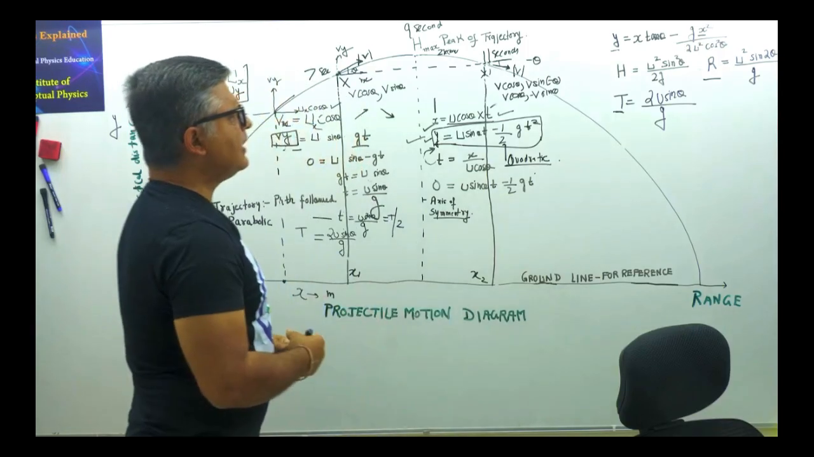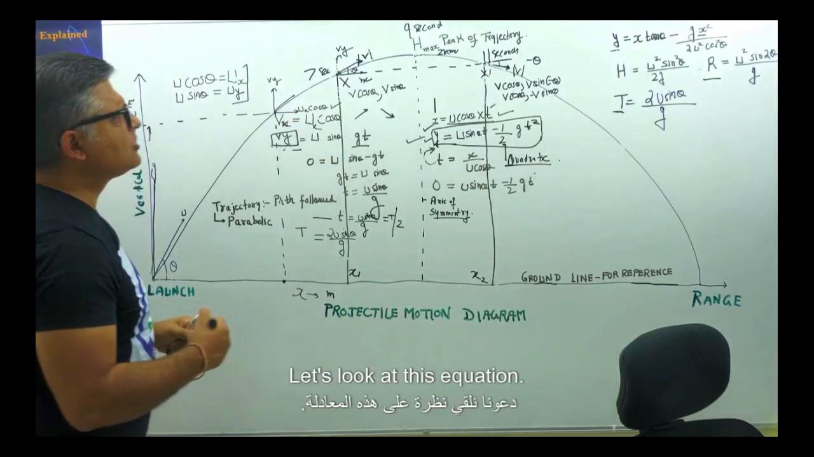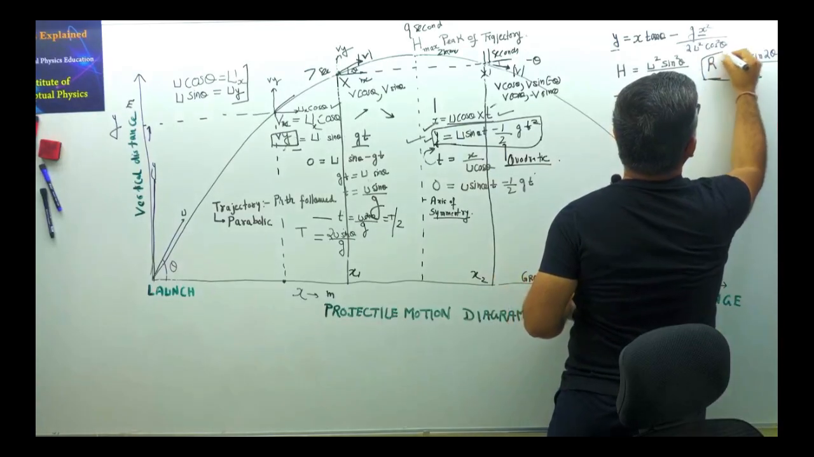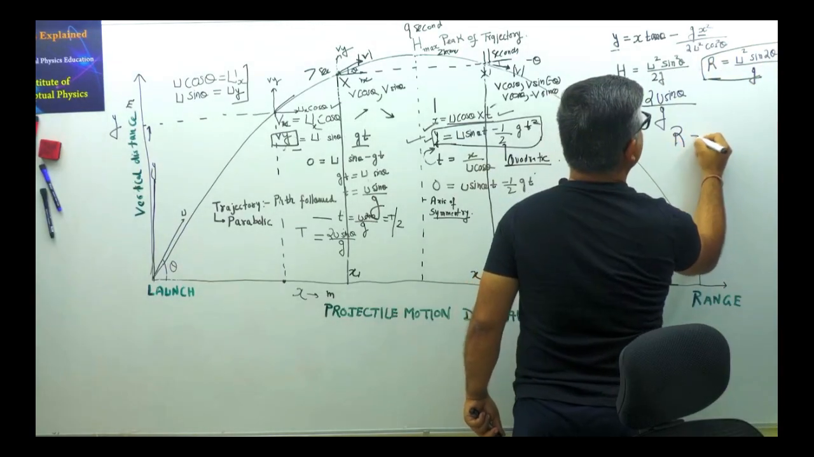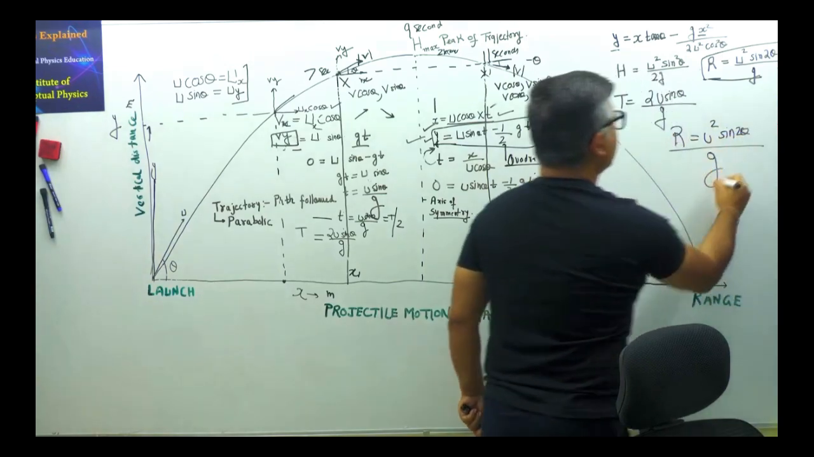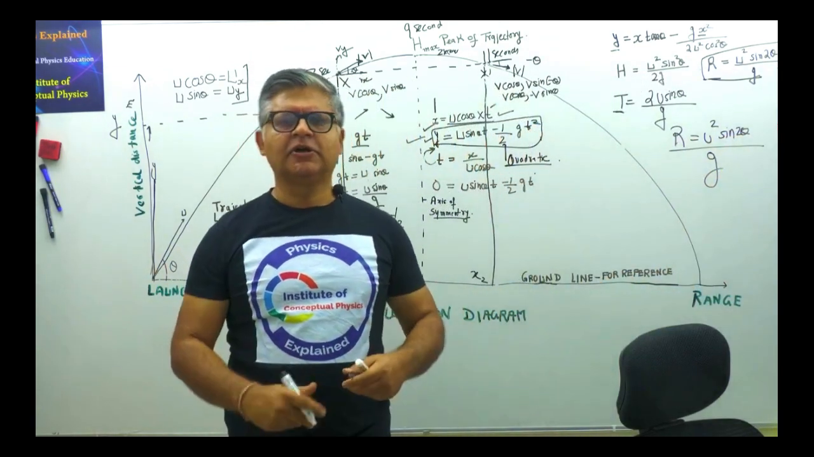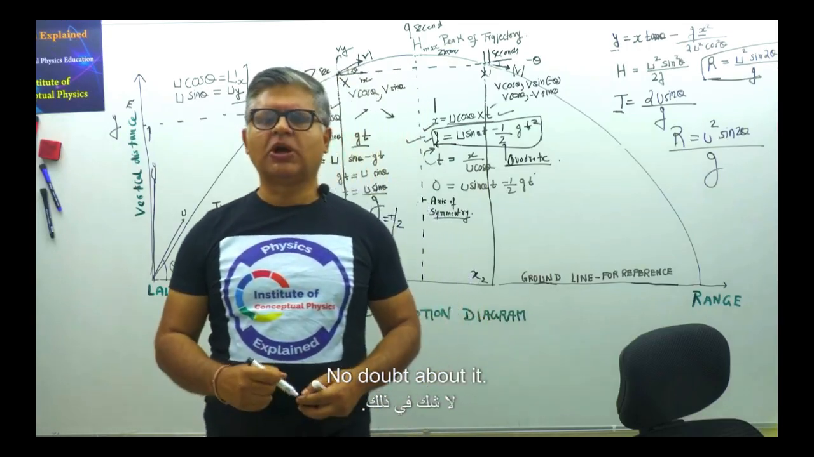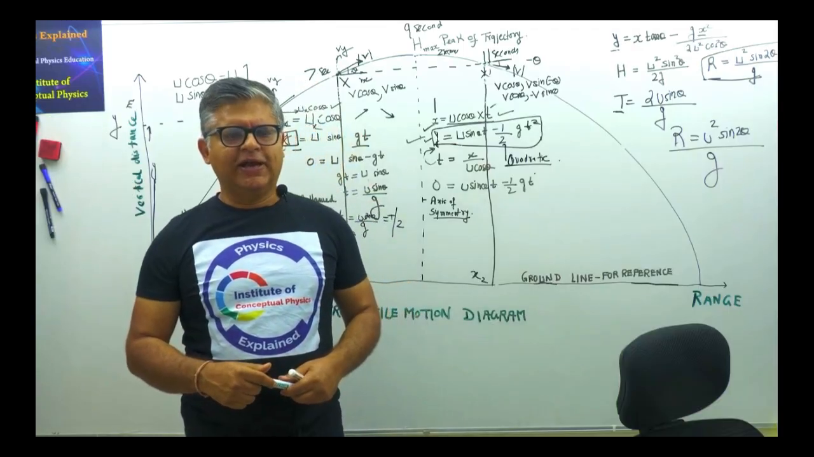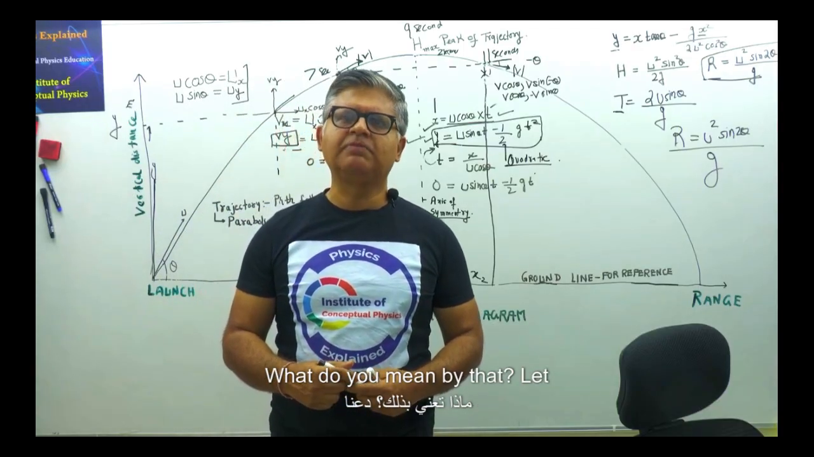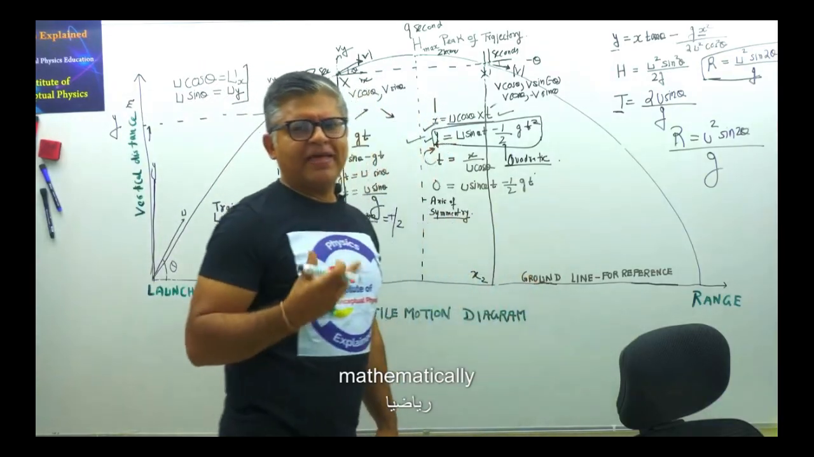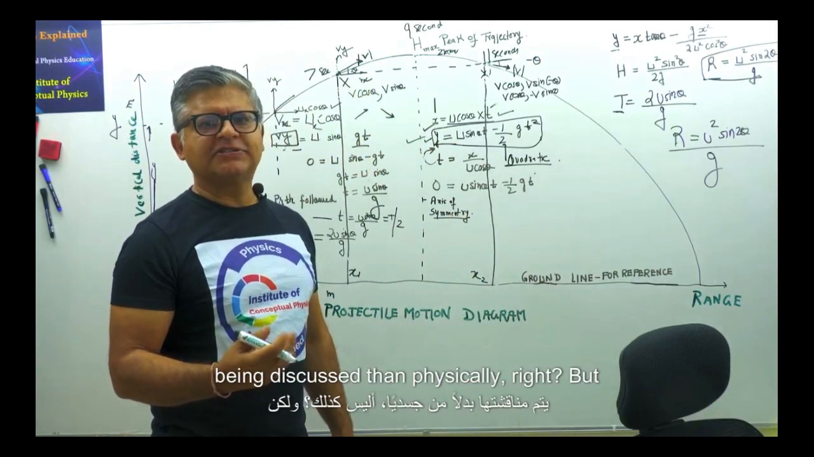All right, let's move forward. Let's look at this equation. Now you will say, this is the range, right? Yes, it is range. No doubt about it. This also is quadratic. Now a lot of people get startled. How is this a quadratic? What do you mean by that? Let me explain. If you see this equation, this is more mathematically being discussed than physically.